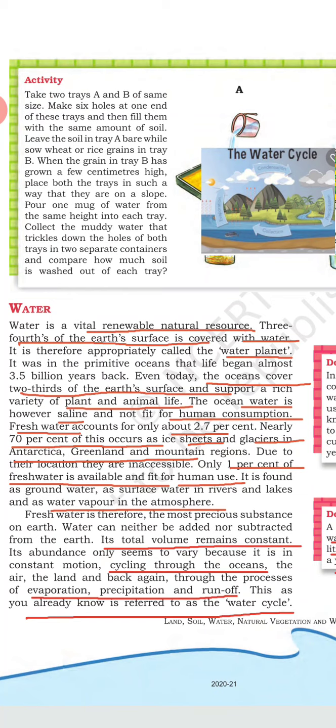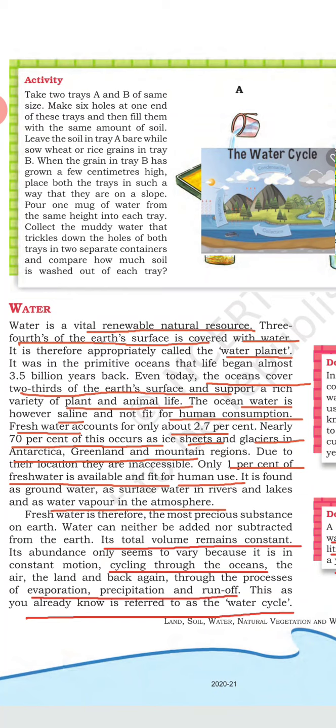Around 97% of Earth's water is in the oceans, and due to its salinity, it cannot be used for domestic, agricultural, or industrial purposes. Only around 3% of the water is fresh water, that is potable.